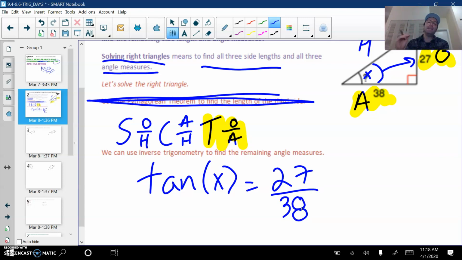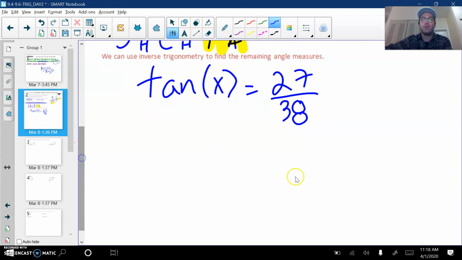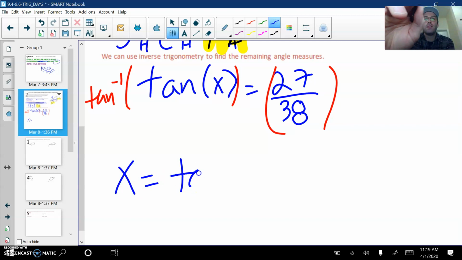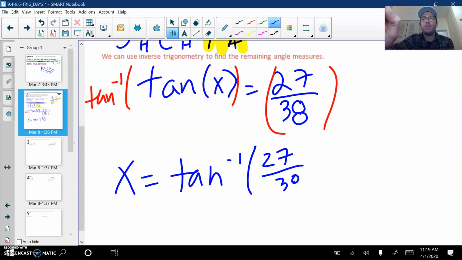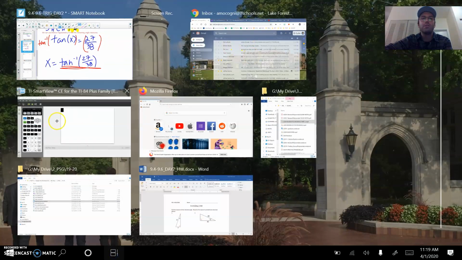Now, to find a missing angle, we're going to use the inverse trig function. It's a button in your calculator, and I'll show you what that is in a minute. What we're literally doing, you don't have to write this part in red, is taking the inverse tangent of this side and of this side as well. So X will equal the tan inverse of 27 over 38. Now I'm going to plug this into my calculator to find the measure of angle X. How will I do that? Great question. Let's go to our calculator.